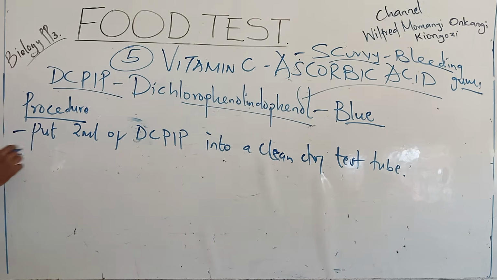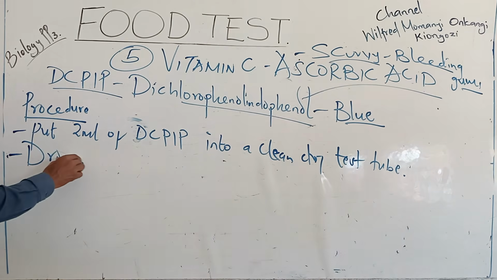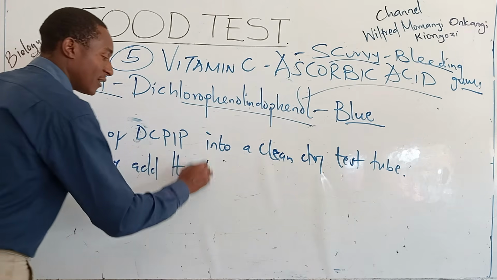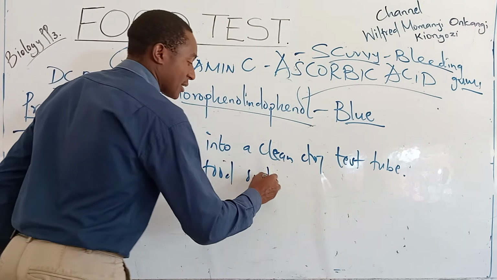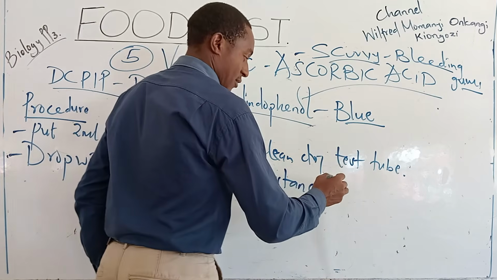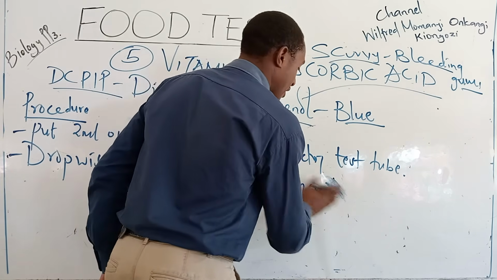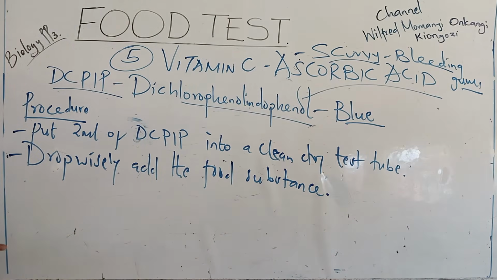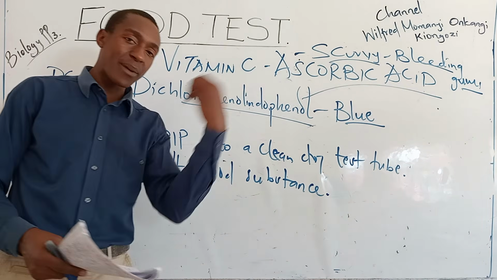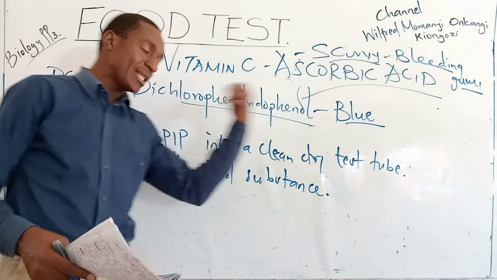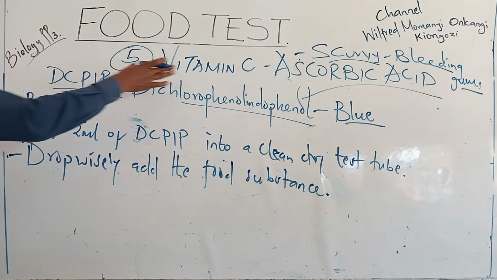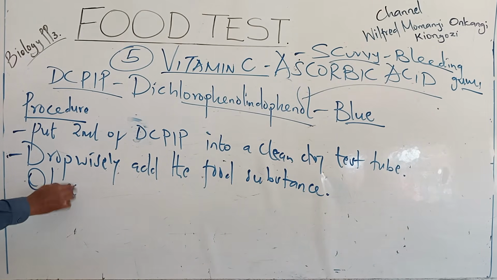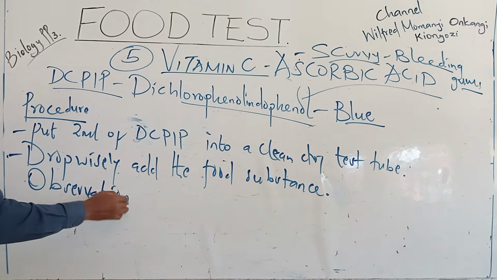After that, dropwise, add the food substance into the test tube. Of course, dropwise add the food substance. That is what you do. The quantity that you will add depends on how the reaction takes place. If vitamin C is present, this is going to be the observation. Observation, very brief.